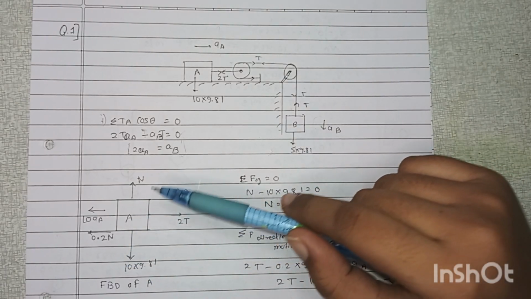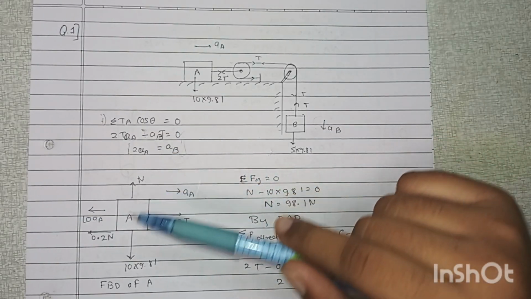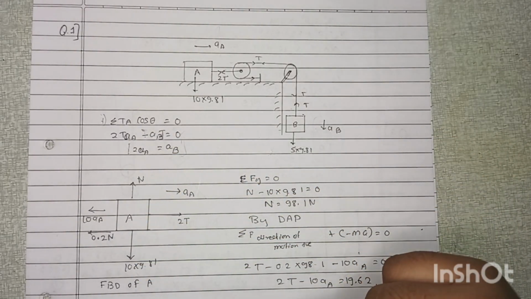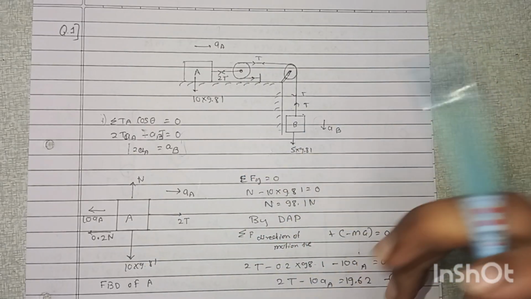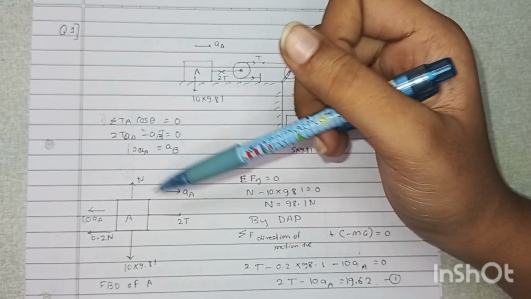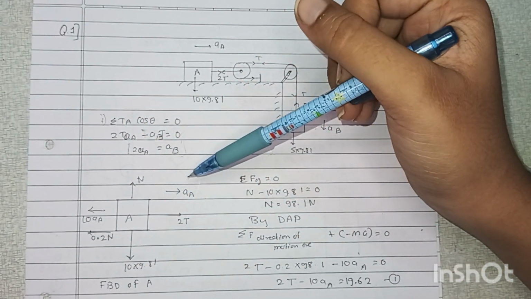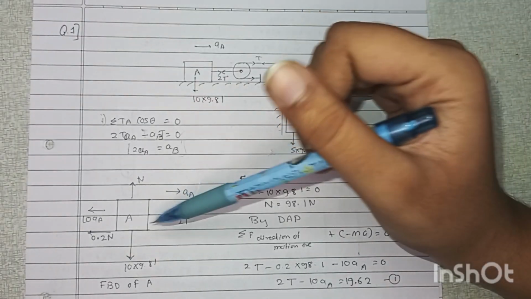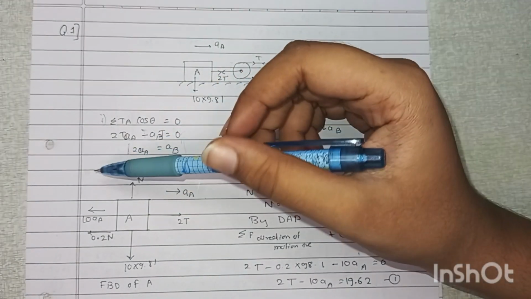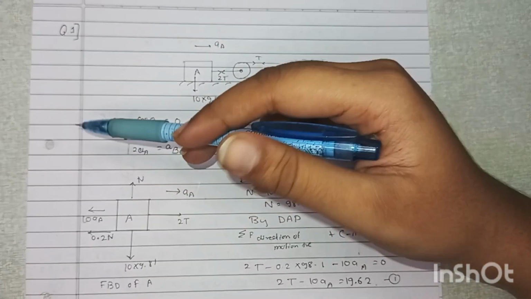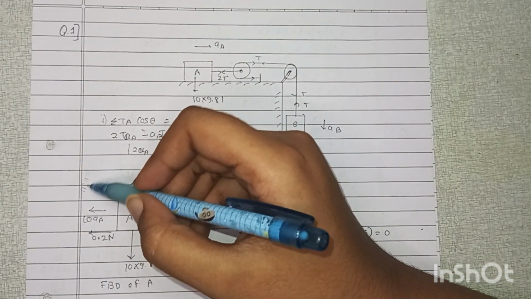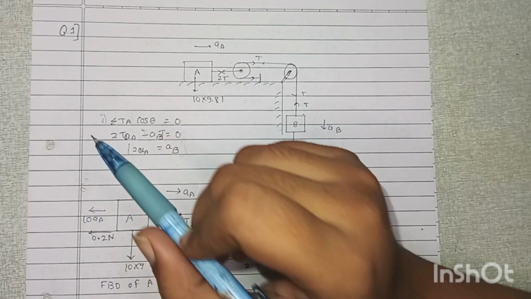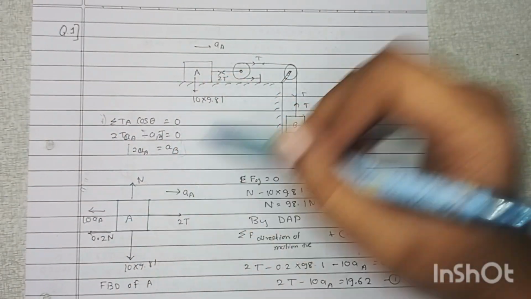Now in this question we have to consider the inertia force. So what is the inertia? For the inertia you have to consider it opposite to the acceleration. So acceleration is in this direction and the inertia is on the left side. Okay, so what is the formula of inertia? That is nothing but ma. Here m is in kg, so that is 10, acceleration is a.